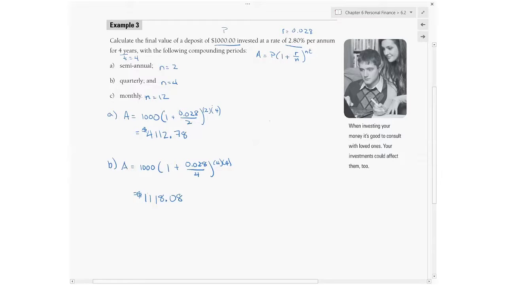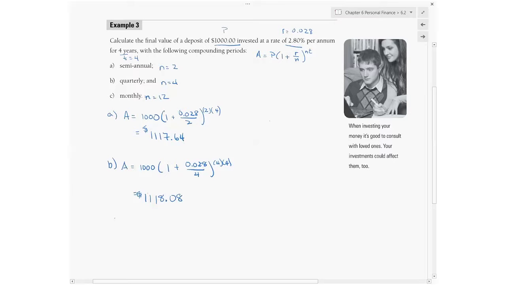So let's go back. We're going to change this answer. And it doesn't even make sense that after 4 years you would have $4,000. That would be amazing, but not realistic. So let's try that again. 1 plus 0.028 divided by 2, all to the power of 8. This is better. So this would be $1,117.64. That makes more sense.